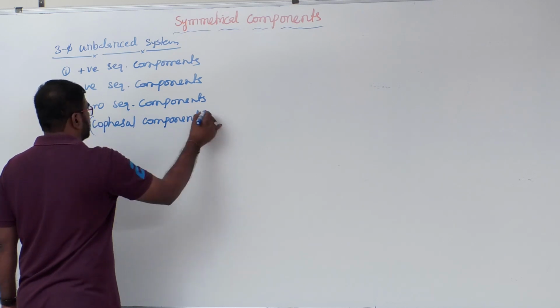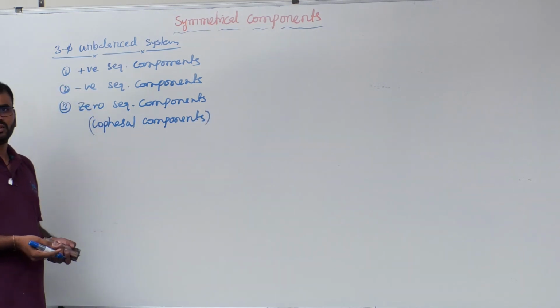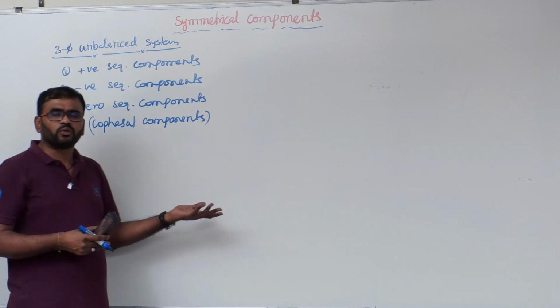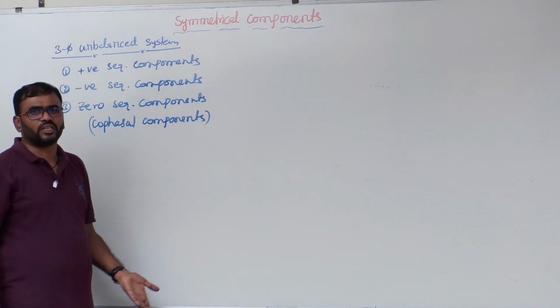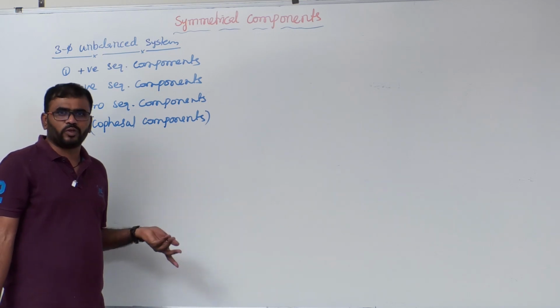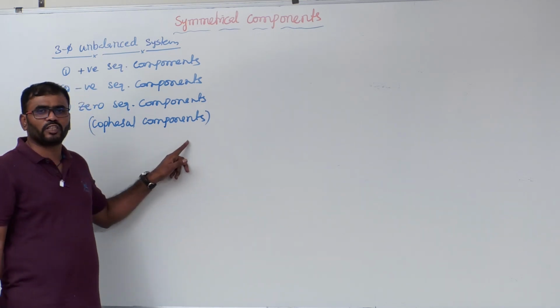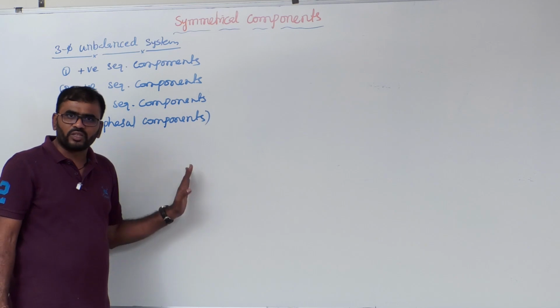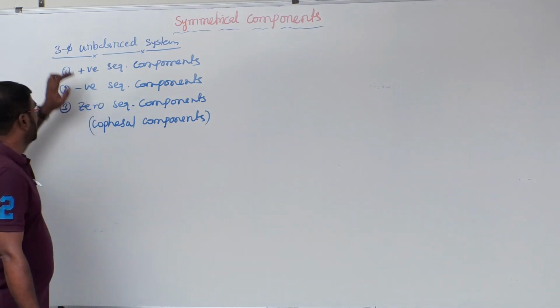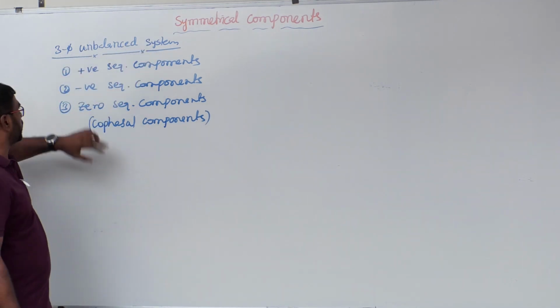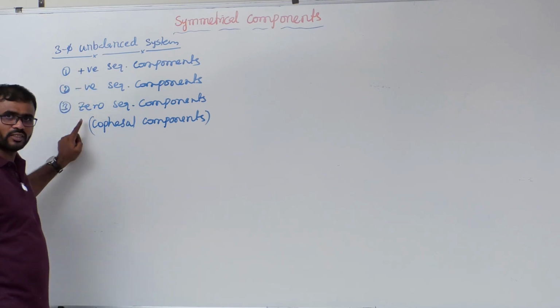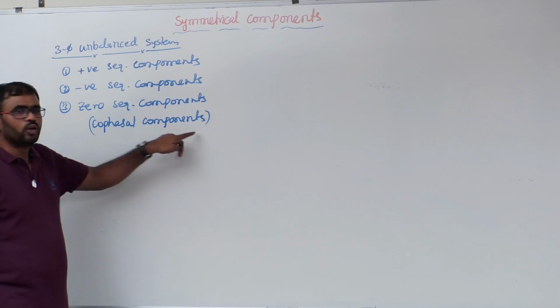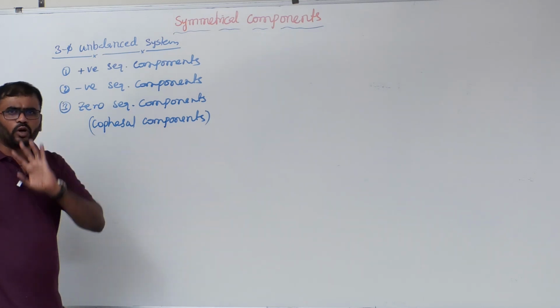Co-phasal components means those which don't have any sequence. There may be positive and negative. Zero means no sequence. All the phasors are in phase, so there is no sequence. That's why they are called co-phasal. That is the meaning. So a three-phase unbalanced system is resolved into three balanced systems of phasors: positive sequence, negative sequence, and zero sequence, also called co-phasal components. We will see them one by one.